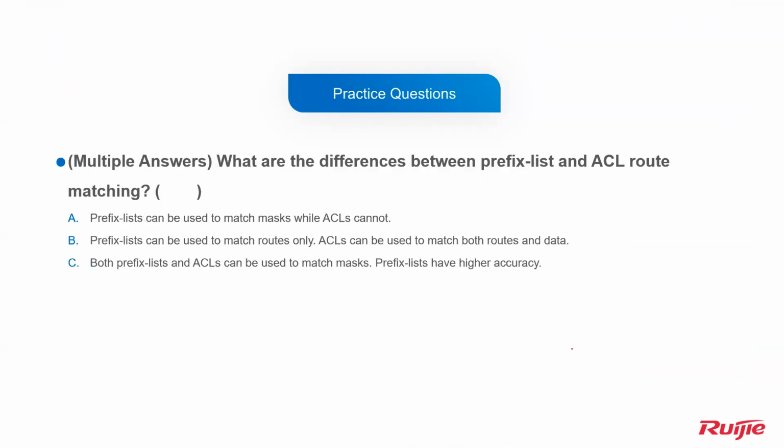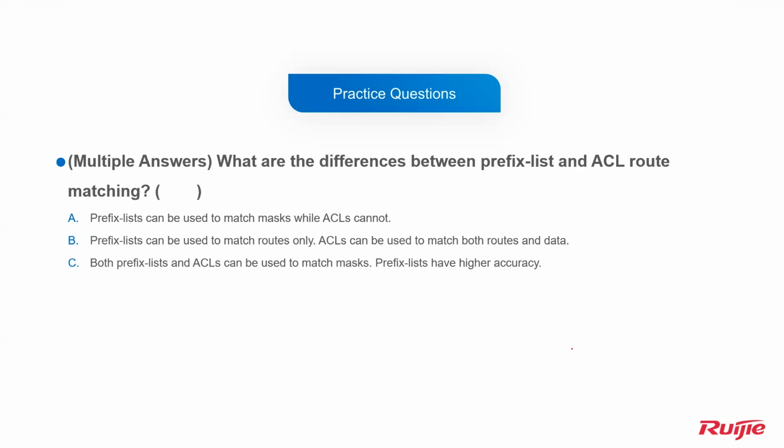And the next, what are the differences between prefix list and ACL? A, prefix list can be used to match masks while ACLs cannot. B, prefix lists can be used to match routes only. ACLs can be used to match both routes and data. C, both prefix lists and ACLs can be used to match masks. Prefix list has higher accuracy.